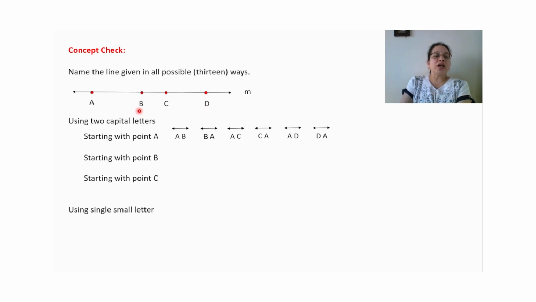Now next you can start with the point B. So B and C, BC, and reverse order will be CB. Now with B choose D, so BD and the reverse order will be DB. And now starting with C, C and D, only one option we have, CD, and the reverse order is DC. And using small letter, here small letter m is given, so we can represent the line by small letter, that is line m. So these are the different 13 ways to represent a line.